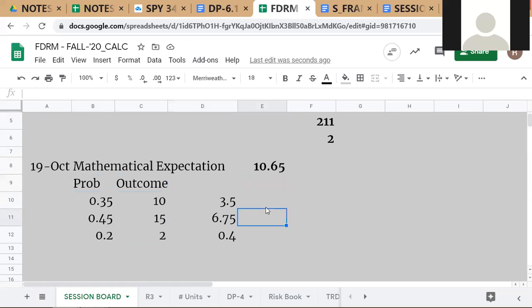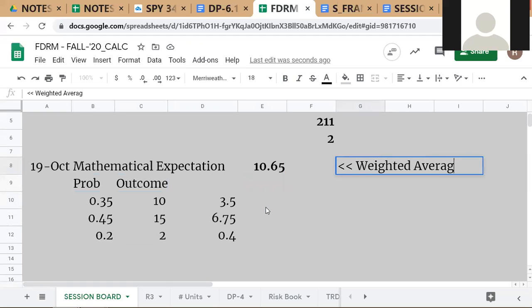Now I hope you guys understand that this is nothing really new. This is a weighted average. We already know what weighted average is before we come to statistics and mathematical expectation. We just call it expectation. The only difference is the probabilities are the weights. Can you see this? This is actually a weighted average. So it's nothing new actually.